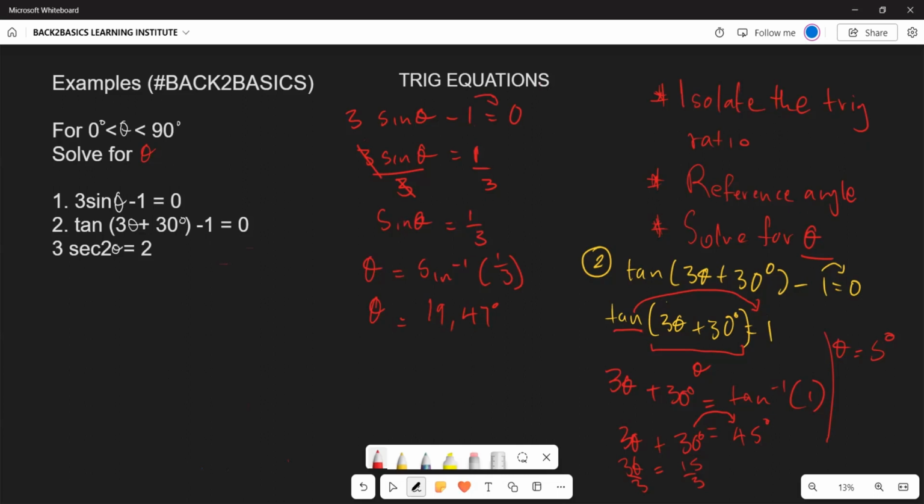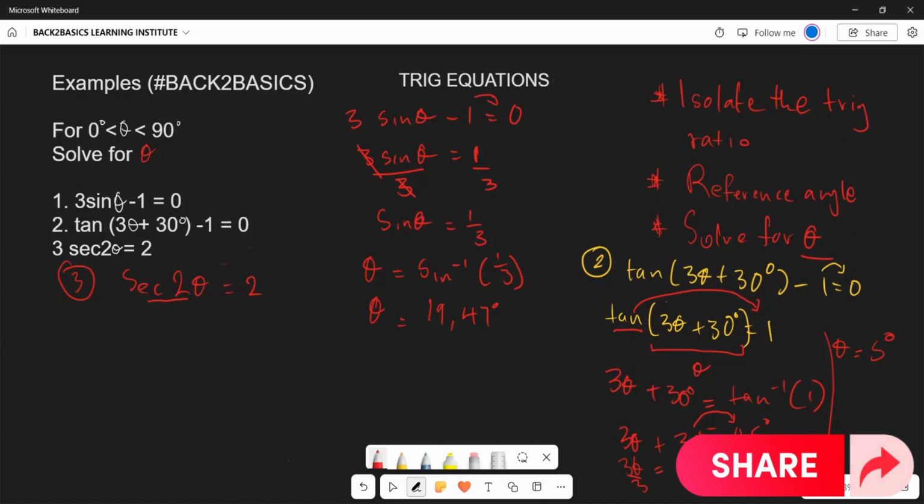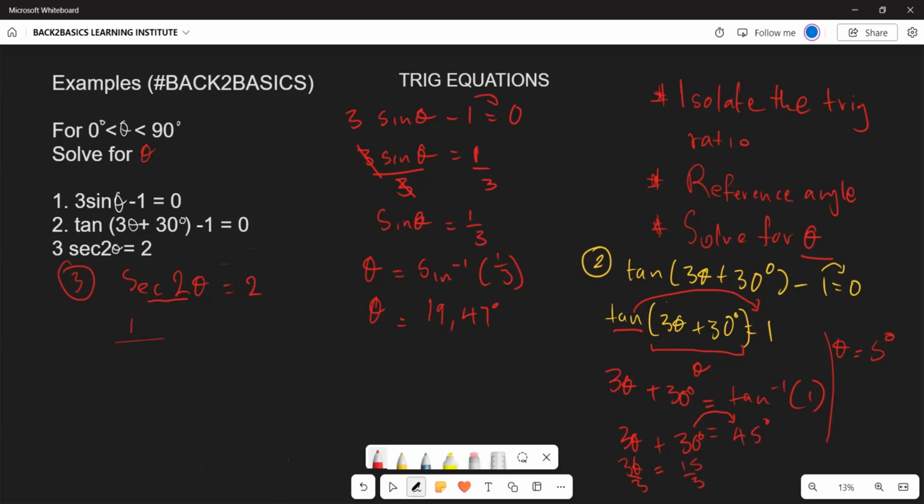Now let's move swiftly along to your number 3. Now, what is it that you're going to do in number 3? Number 3, you are given sec of 2 theta, which is equal to 2. Okay, so now we are going to find out what we can do. And remember, we said sec is the reciprocal. So if sec is the reciprocal, you can start by changing the reciprocal. So what you are going to have is 1 over the reciprocal of sec. This is going to be cos of 2 theta, which is going to be the same as 2.